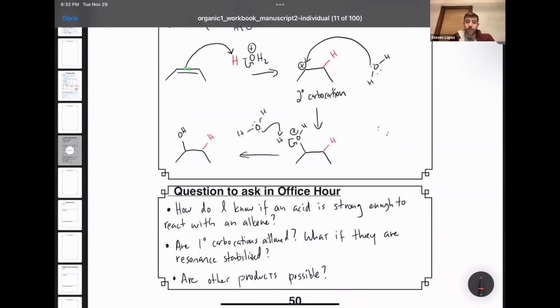One, how do I know if an acid is strong enough to react with an alkene? Two, are primary carbocations allowed? What if they are resonance stabilized? And three, are other products possible in other reactions?